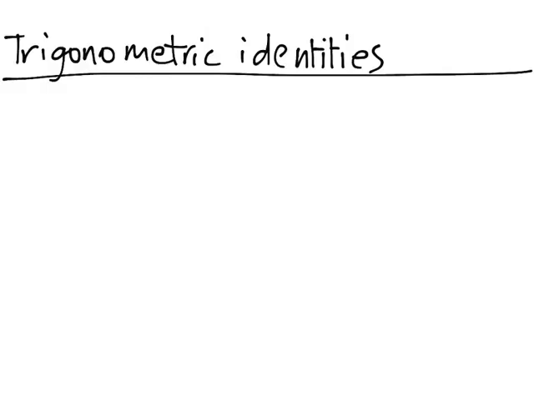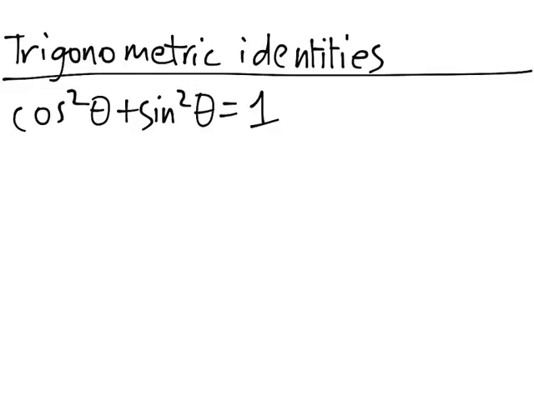I'm going to be talking about trigonometric identities. A trigonometric identity is an equation involving trigonometric expressions which holds for all values of every expression where they're defined. For example, we know that cosine squared theta plus sine squared of theta is equal to 1. Since this is true for every value of theta, this is a trigonometric identity.